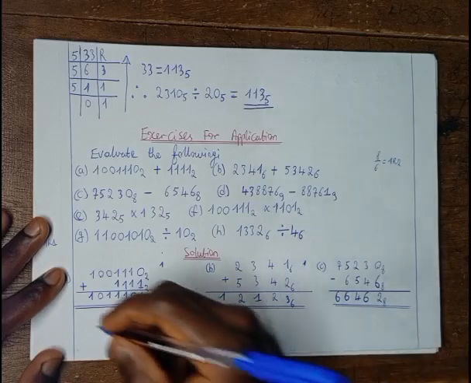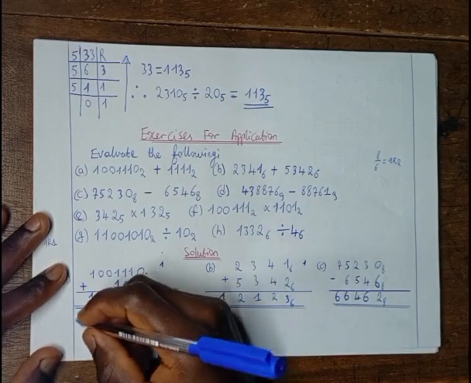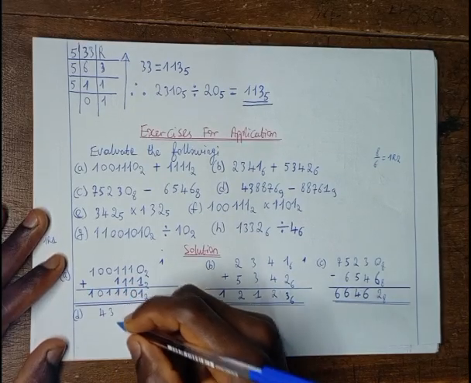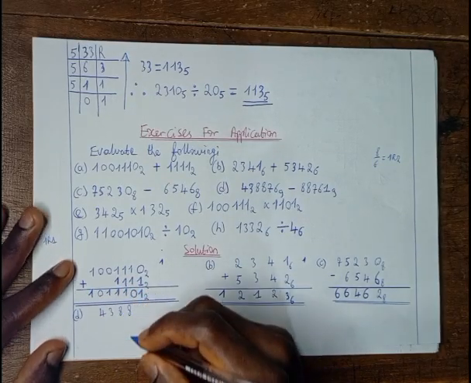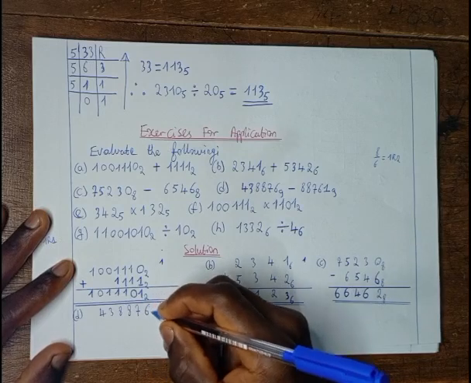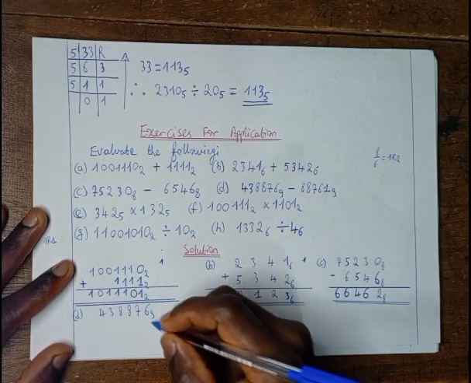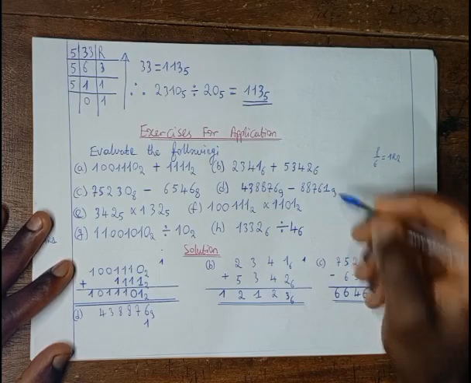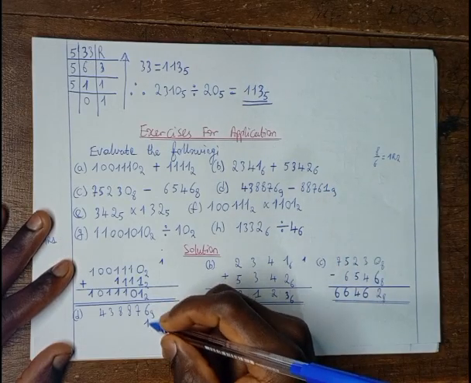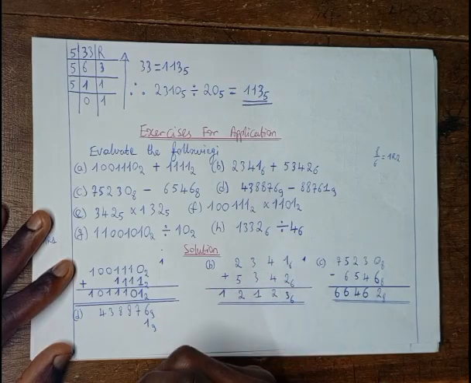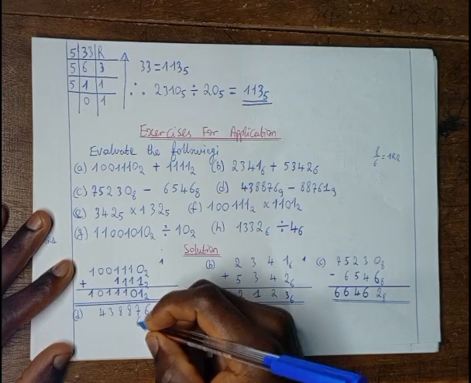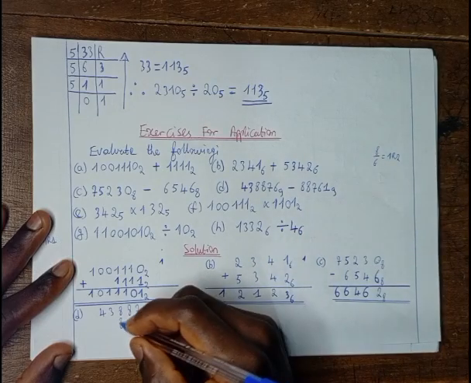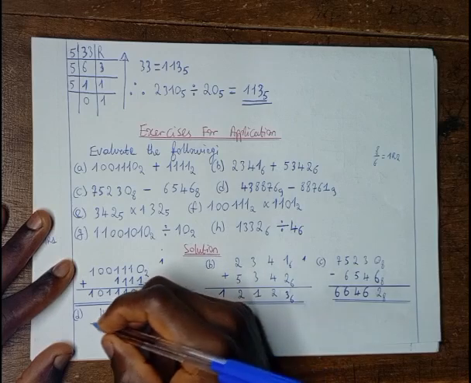Now we go to question D. For D we have 4, 3, 8, 8, 7, 6 in base 9 minus the number 8, 8, 7, 6, 1 in base 9. Under 6 here we have 1. Bring down the base. Above 7 we have 6, here we have 7, 8, 8. We will put the minus sign.